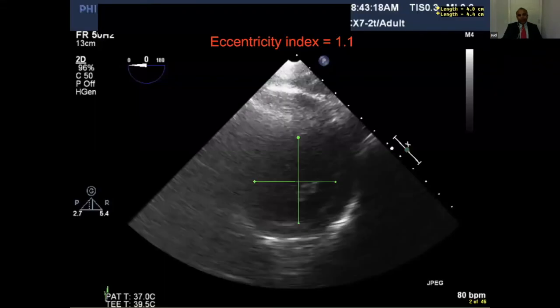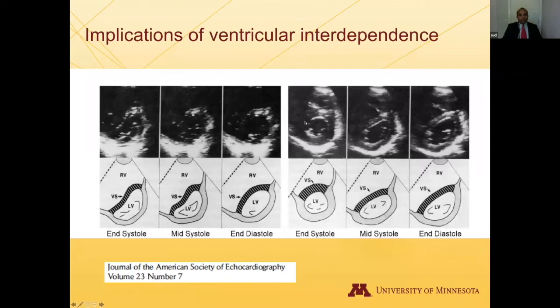Here's an eccentricity index. That's the anterior-posterior diameter, and the septolateral diameter is 1.1. That's close to 1, so this is almost a normal RV. Then the ventricular interdependence: this is your interventricular septum here, between the RV and LV. If the RV is much bigger and pushes the interventricular septum towards the LV only at end diastole, it's more likely to be volume overload versus pressure overload.